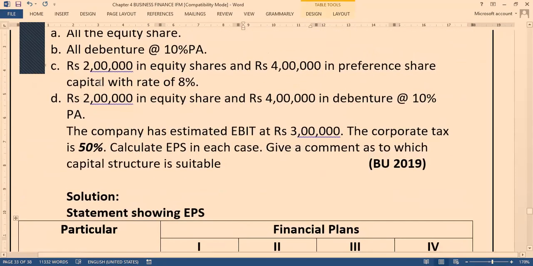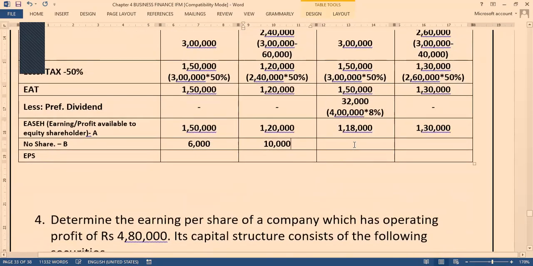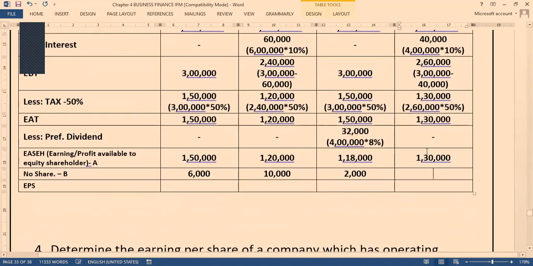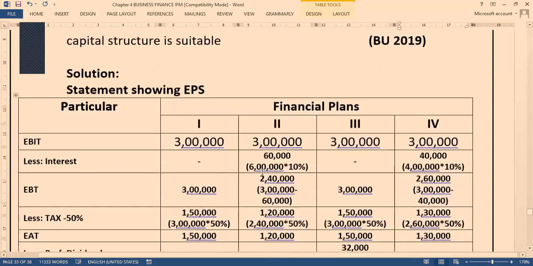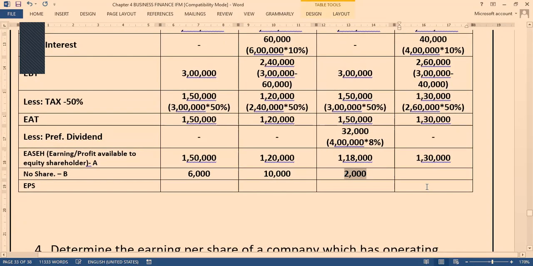Okay. Whereas in financial plan 3, again we have 2 lakh equity share. We're taking 2 lakh. 2 lakh divided by 100, we're getting around 2,000. Again, this also remains the same, whereas here equity share is 2 lakh. This also remains the same. Yes, if you divide this, you'll be getting the final one, 1,50,000 divided by 6,000. You'll be getting around 25.